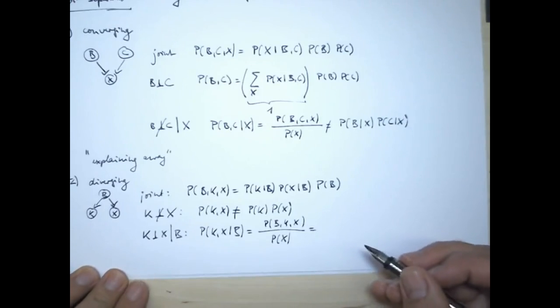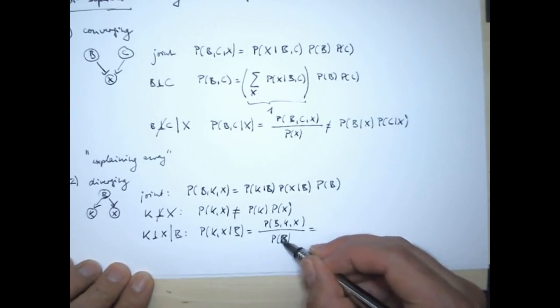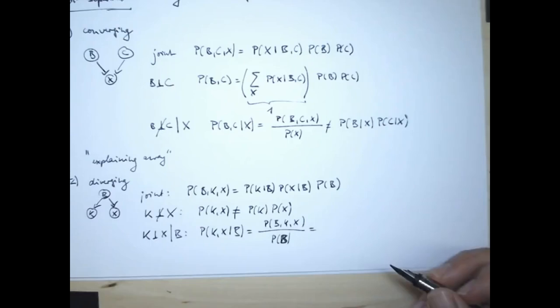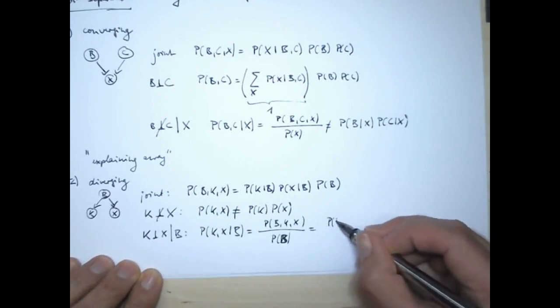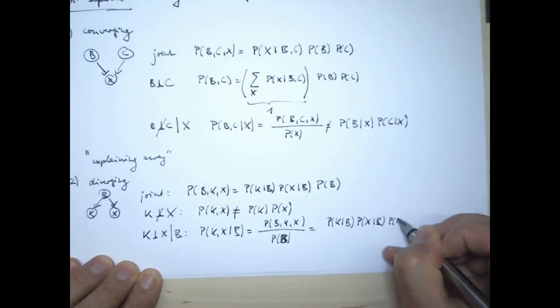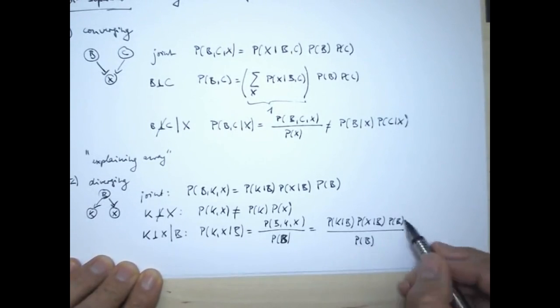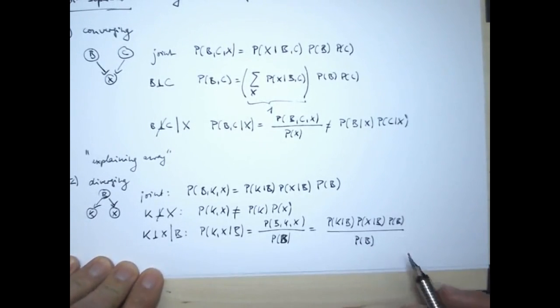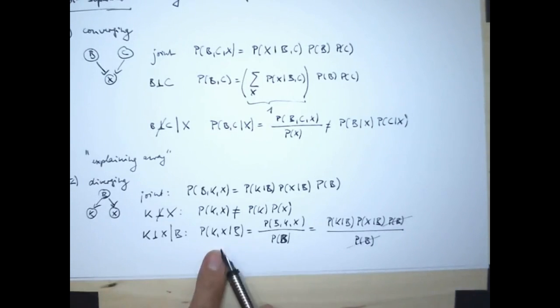Sorry, I need to divide by B. And now I can insert the prior here. I still need to divide, sorry, I meant I insert the joint, and I still need to divide by P of B. And now this cancels. And now indeed I find that the joint of K and X given B is the same as K given B times X given B, which is just the definition of conditional independence.